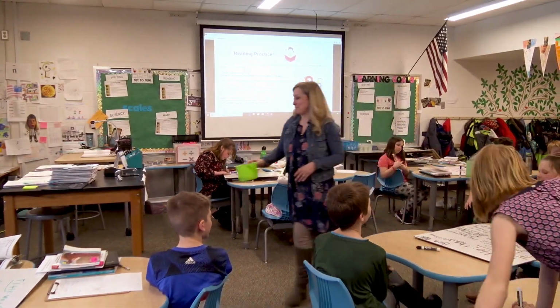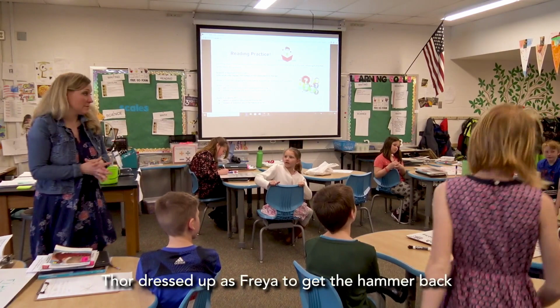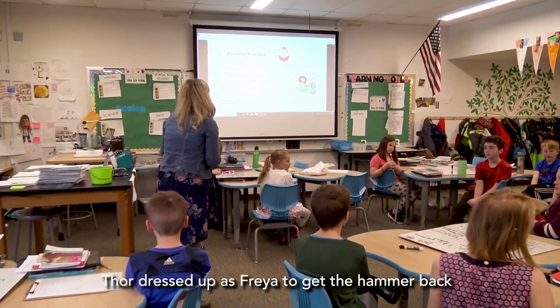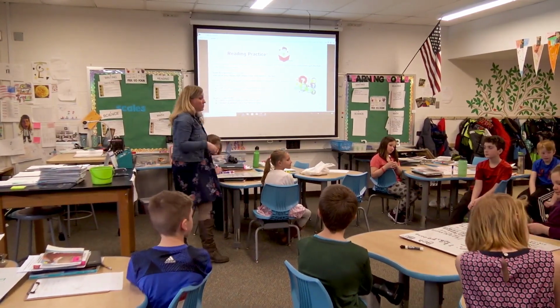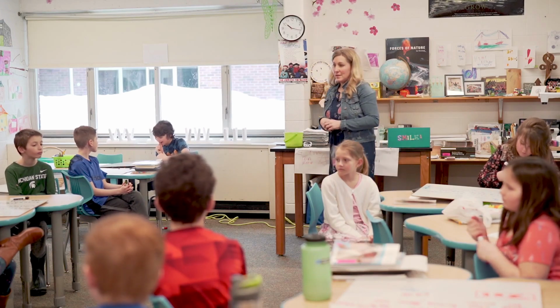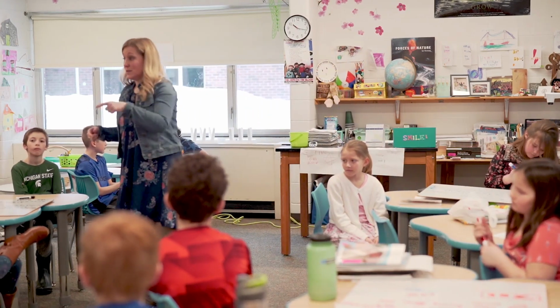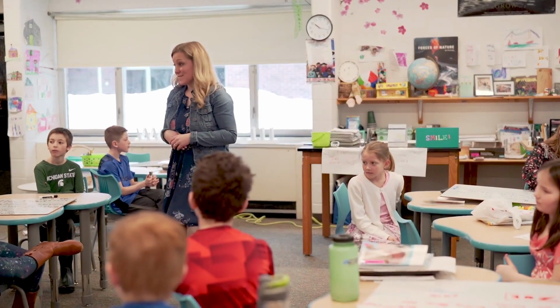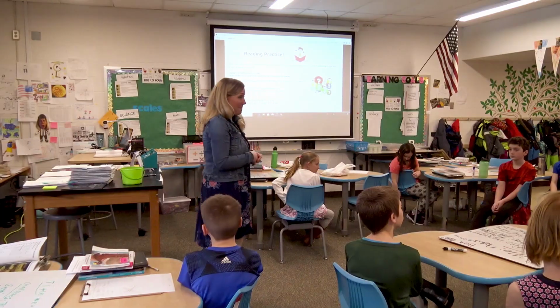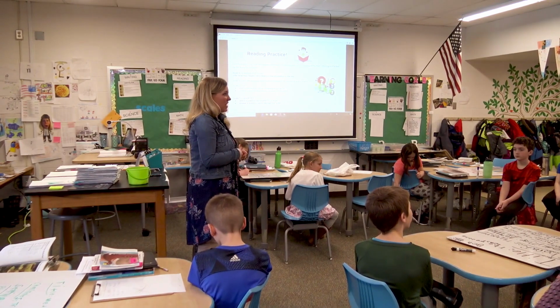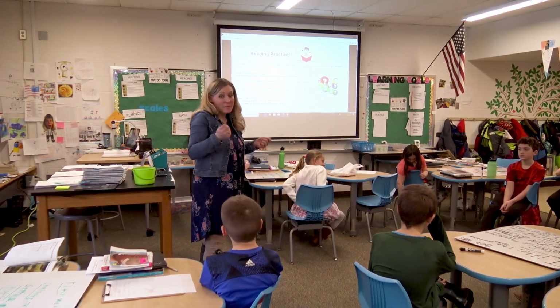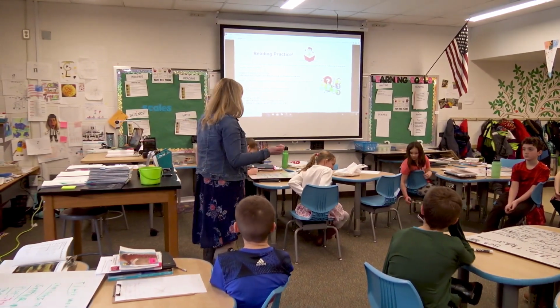What ended up happening? Thor dressed up as Freya to get the hammer back. Okay, but how did he get the hammer back? Be really specific. By dressing up as Freya and going to the fake wedding. He did, and then what ended it? Ethan, what ended it? Thor getting his hammer back and killing everybody. So when he got it back, he busted out of character and he killed everybody.